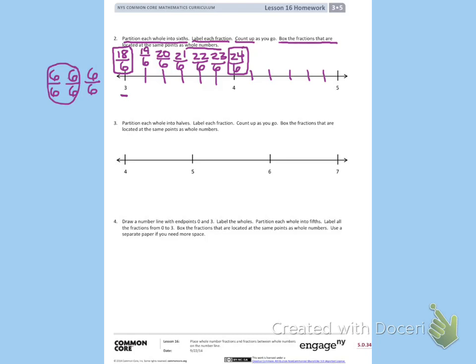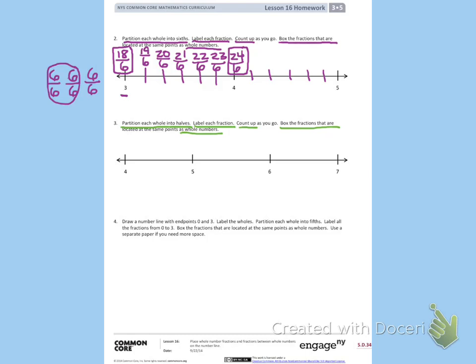It says partition each whole into halves. Label each fraction, count up as you go, box the fractions that are located at the same points as whole numbers. Let's go ahead and underline those important details again. Partition each whole into halves. Label each fraction. Count up. Box the fractions that are whole numbers.